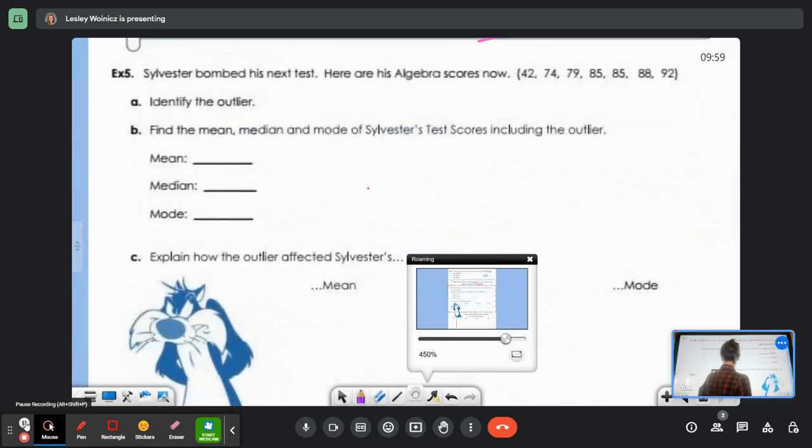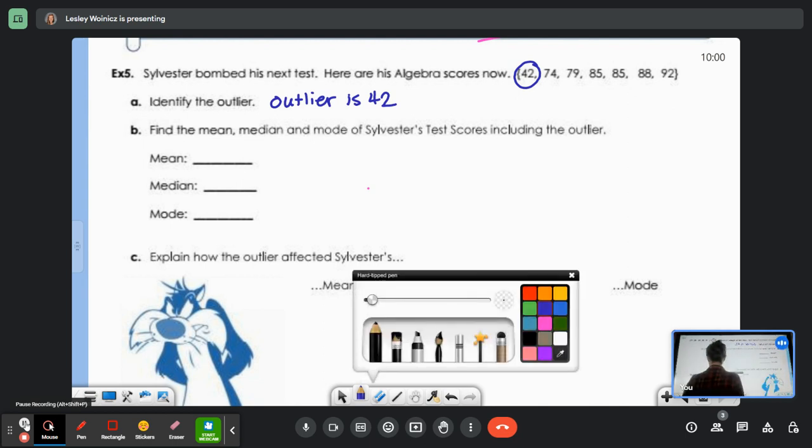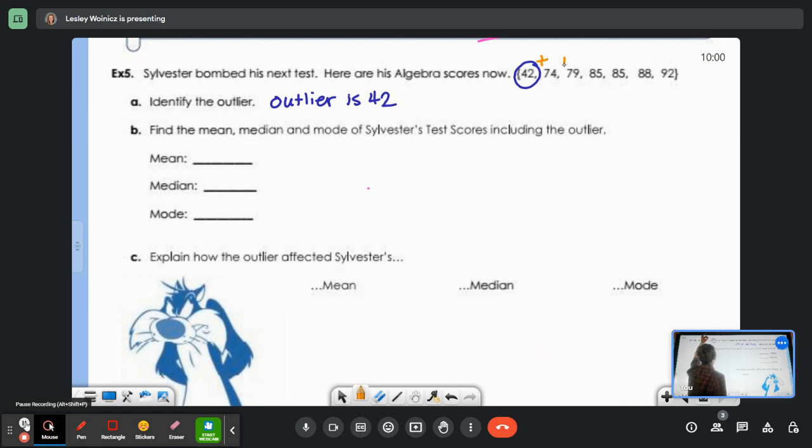So let's look at what happens. Okay, we've got his algebra scores now, and we added this 42. That is the outlier. That's his bad test. Now we have to find the mean, median, and mode of his test scores and include that outlier. So finding the mean means that we have to add them all up and divide by how many there are. There are now 7 because we added another test.